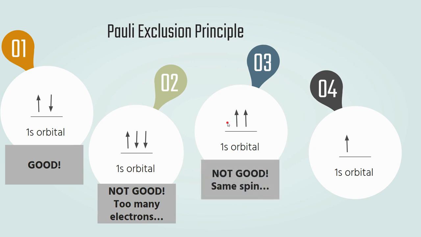They're both of the same spin. And finally, we have this single electron. That technically is good. We may end with 1 electron in an orbital.